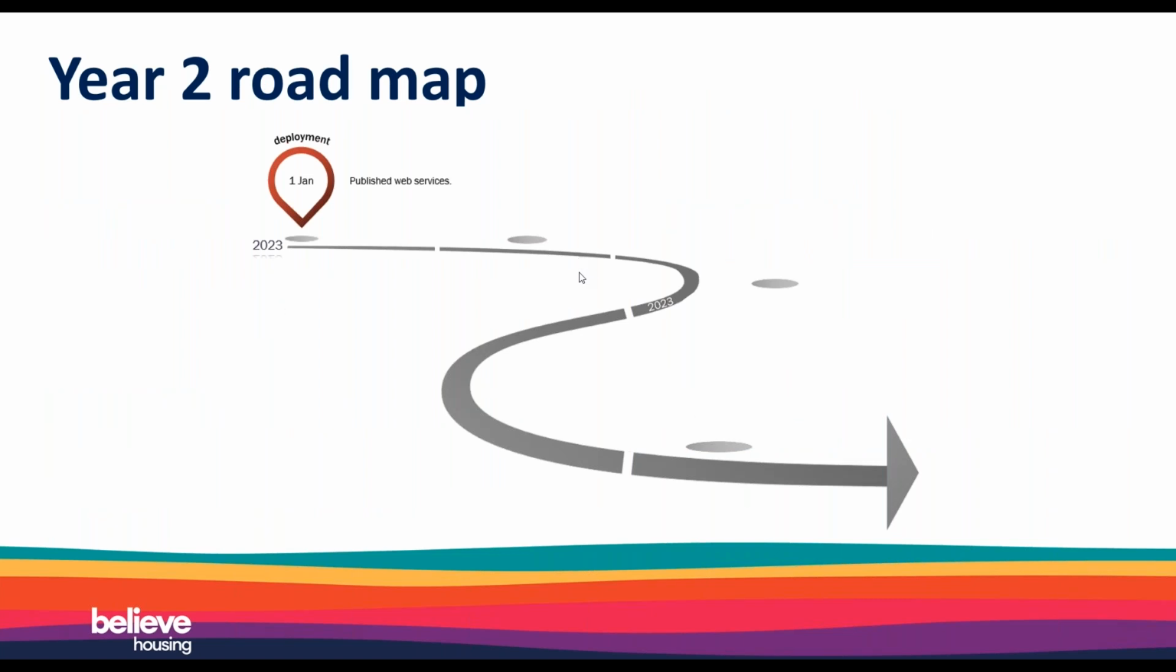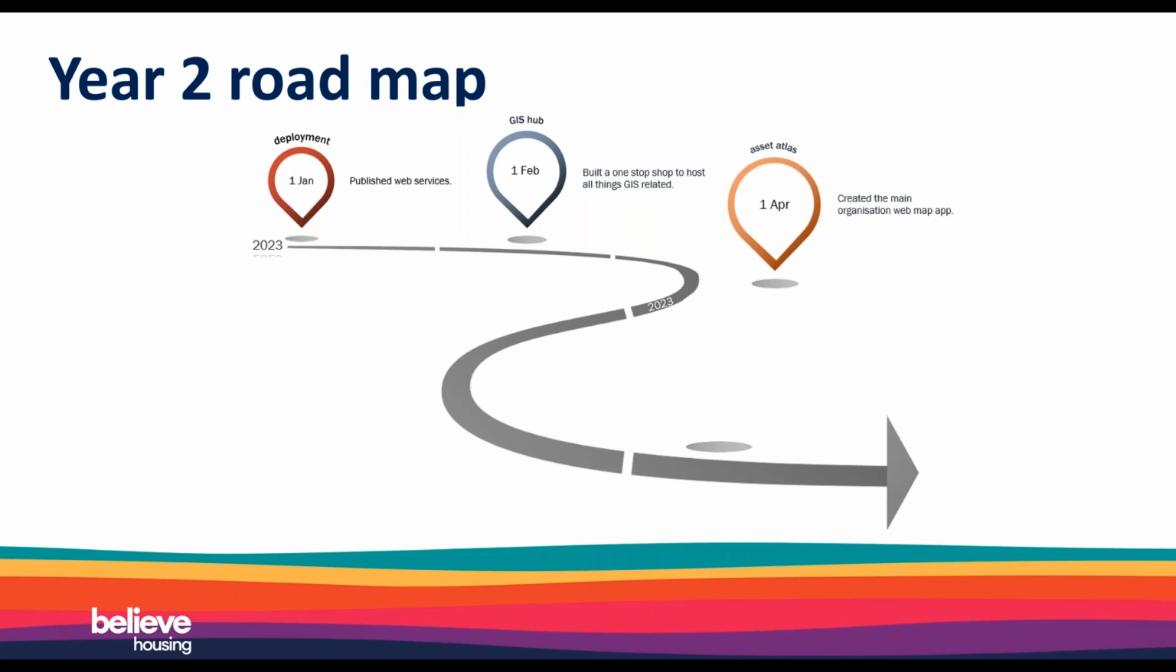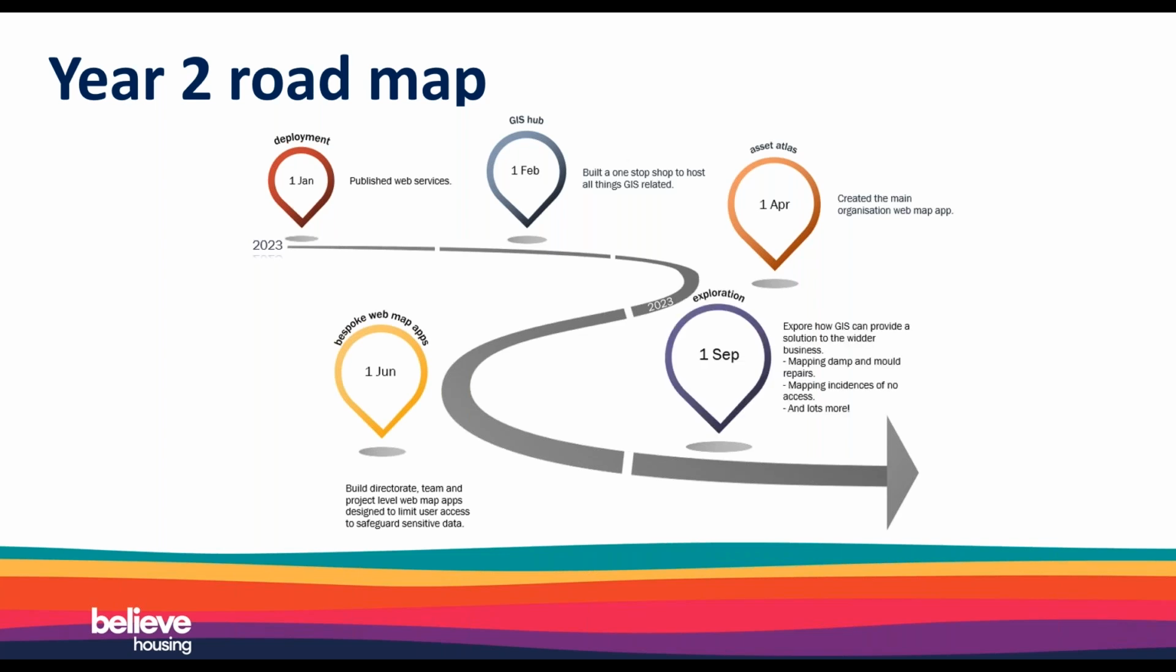So with all this in mind, we're now in year 2 of our roadmap, and we're at the start of 2023 in the deployment stage. So we started publishing web services that would then feed into all of our different web apps. I then started building the bones of our GIS hub, which was going to be our one-stop shop for all things GIS related. Then I created our Asset Atlas, which, as I've just mentioned, is our organisation-wide web map, and then moved into the more bespoke web maps, which would have limited user access to safeguard any sensitive data which might be included in those.